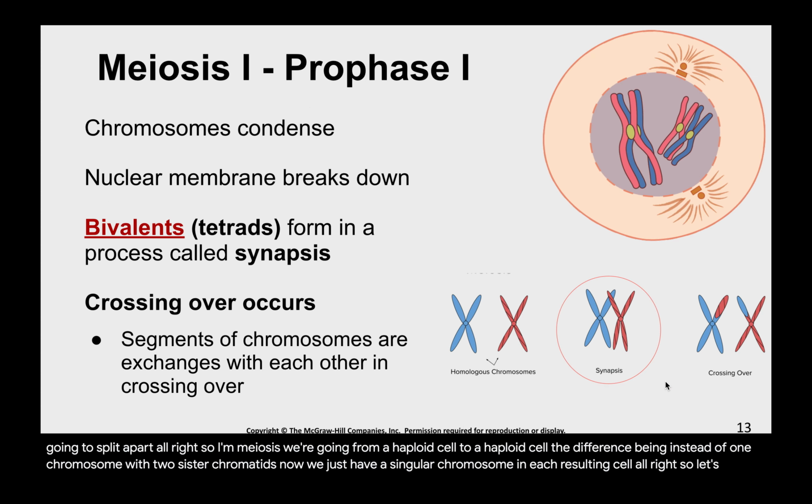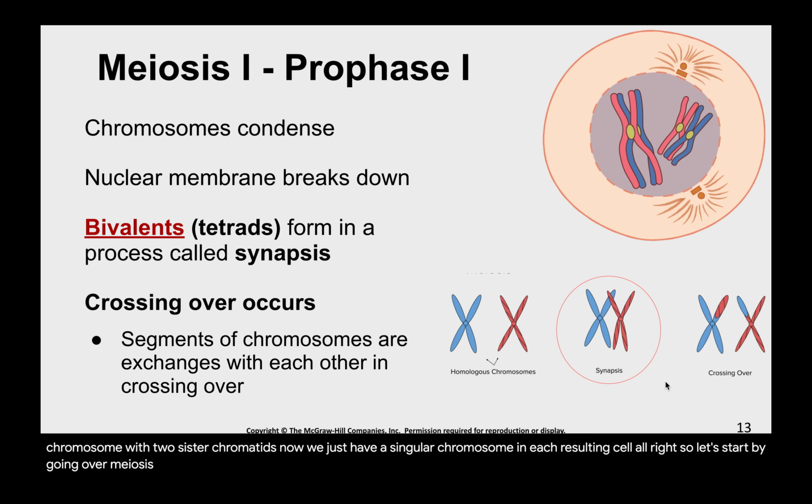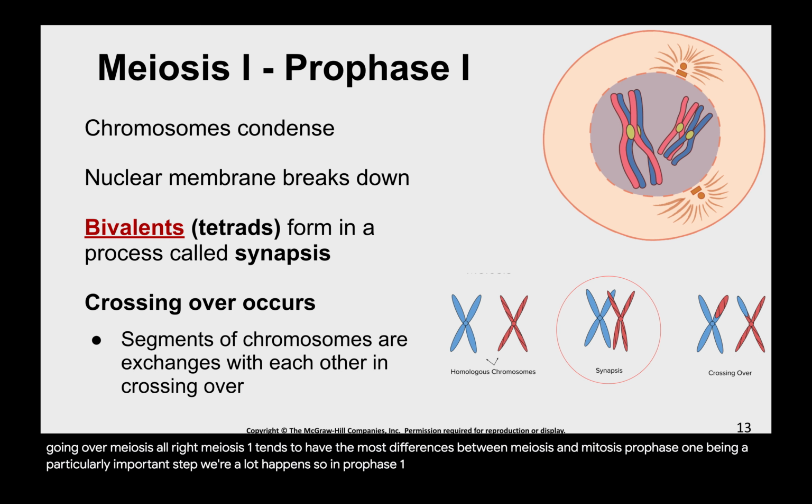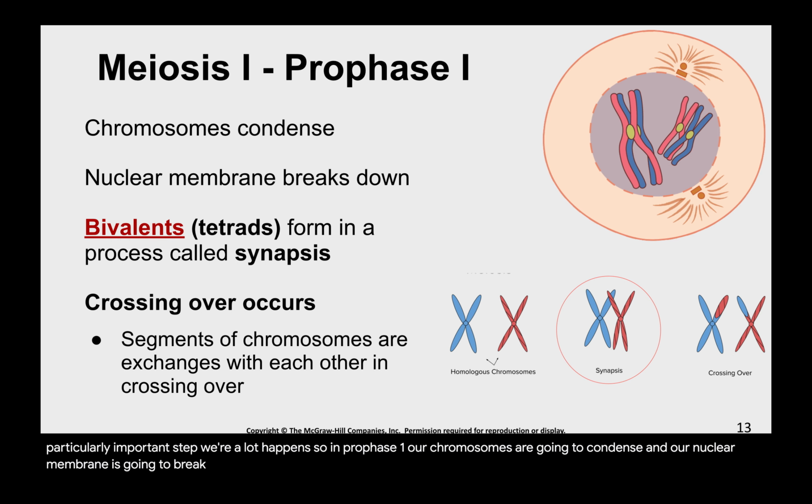So let's start by going over meiosis. Meiosis 1 tends to have the most differences between meiosis and mitosis. Prophase 1 is a particularly important step where a lot happens. In prophase 1, our chromosomes are going to condense and our nuclear membrane is going to break down. This is very similar to what happens in prophase of mitosis.